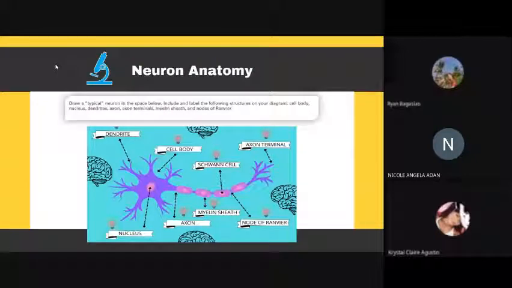So number four, draw a typical neuron in the space below. Include and label the following structures on your diagram, which consist of cell body, nucleus, dendrites, axon, axon terminals, myelin sheath, and nodes of Ranvier.